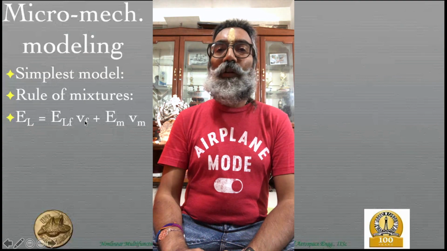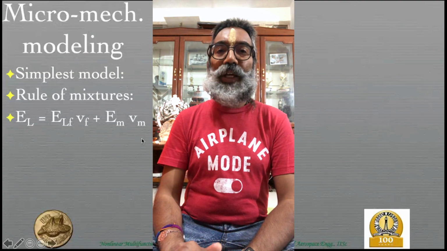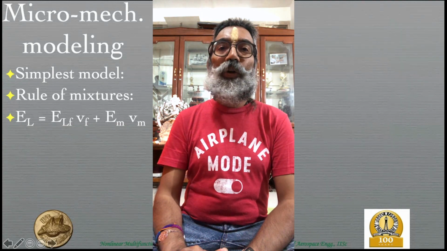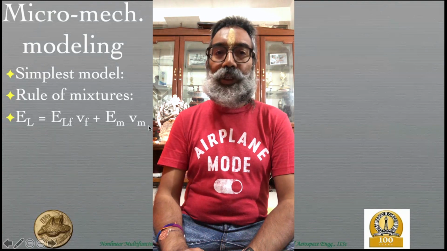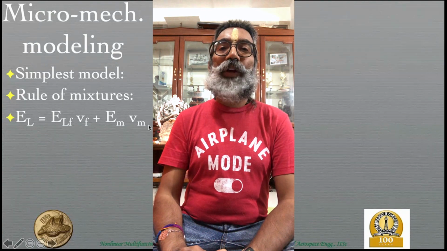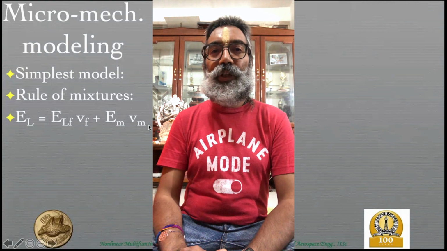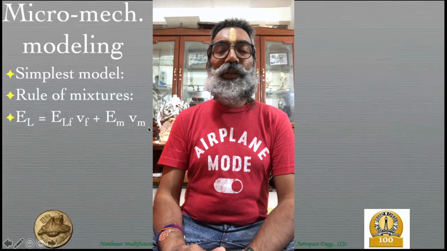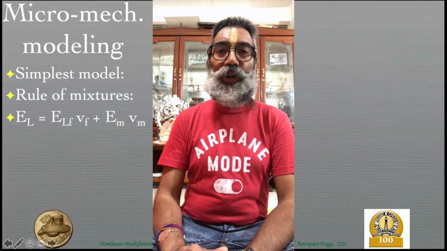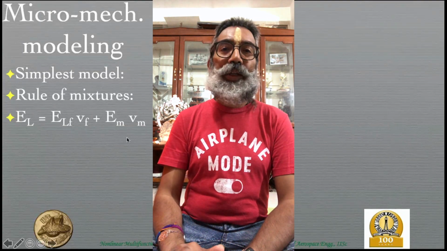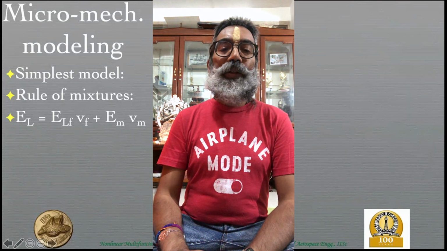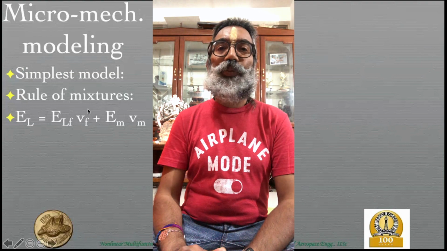Now these two small v's that you see, VF and VM, are the fraction of the volume occupied by the fiber and the volume occupied by the matrix. So for the simplest case where we are not considering any other additives and ignoring the porosity, which means the voids, VF plus VM should be equal to 1, because those are the only two materials you have in the composite, the fiber and the matrix.